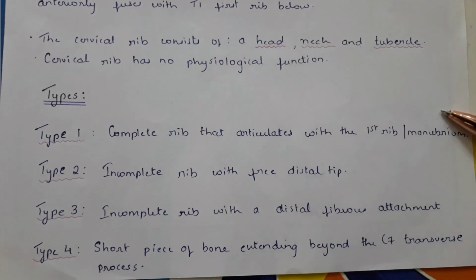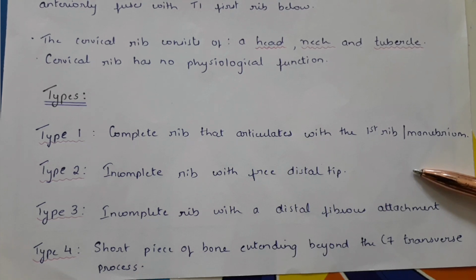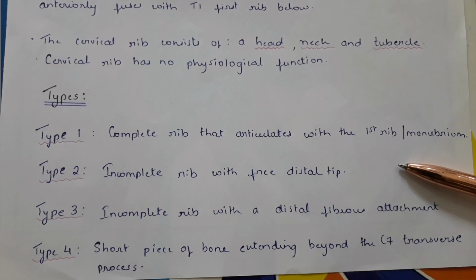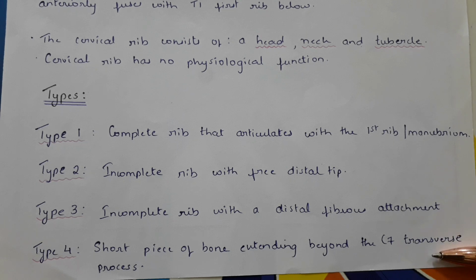Let's see the types of cervical rib. Type 1 is a complete rib that articulates with the first rib or the manubrium. Type 2 is an incomplete rib with a free distal tip. Type 3 is an incomplete rib with a distal fibrous attachment. Type 4 is a short piece of bone extending beyond the C7 transverse process.